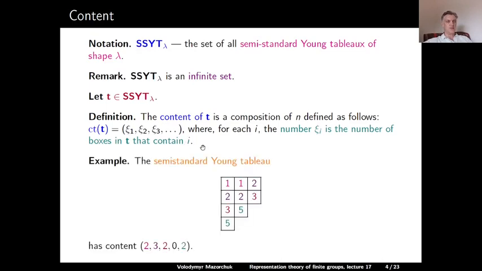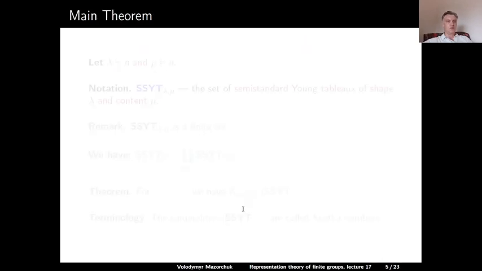So for example, here is a semi-standard Young tableau of shape 3-3-2-1. So we have 1-1-2, 2-2-3, 3-5-5. So this tableau has content 2-3-2-0-2 because we have two ones, three twos, two threes, no fours, and two fives in this tableau. Now we can move in the direction of the main theorem.